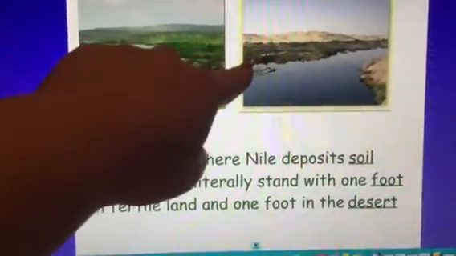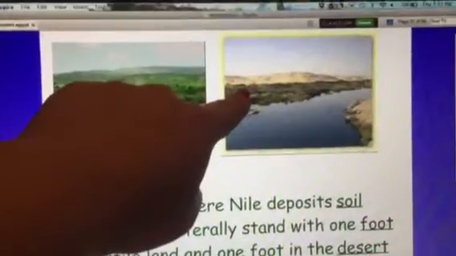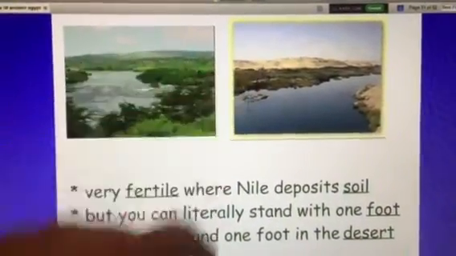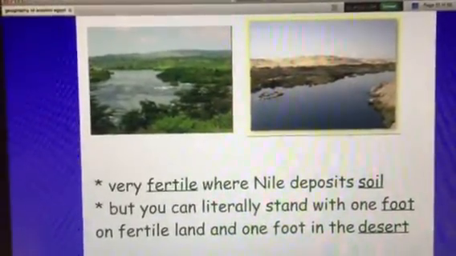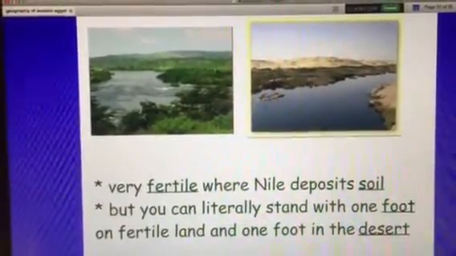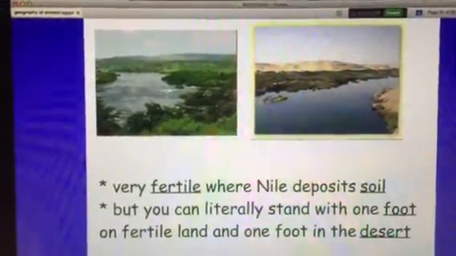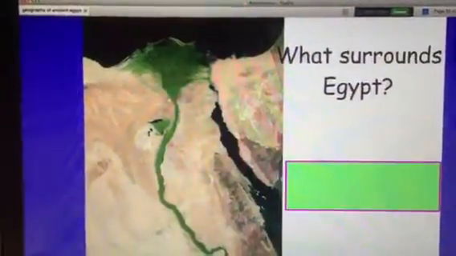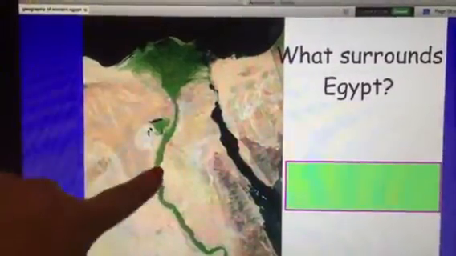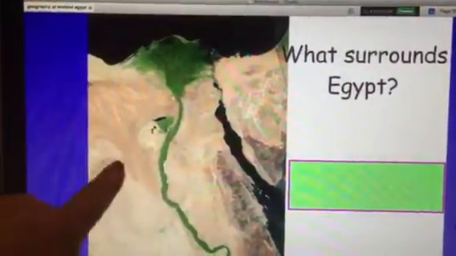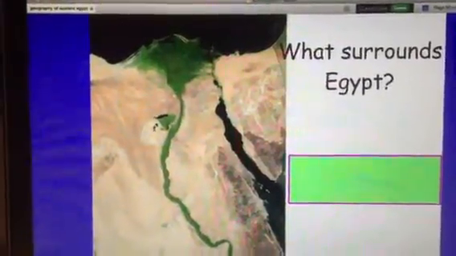So you see the green growing land there, but then all of a sudden there's the dry desert. So you can literally, kind of like going to Carowinds and standing in South Carolina and North Carolina at the same time. That's how distinct the line is between the desert and the fertile land. You can even see it here. This is an image from Google Earth. So all of this green is the fertile land. On either side of it is desert.